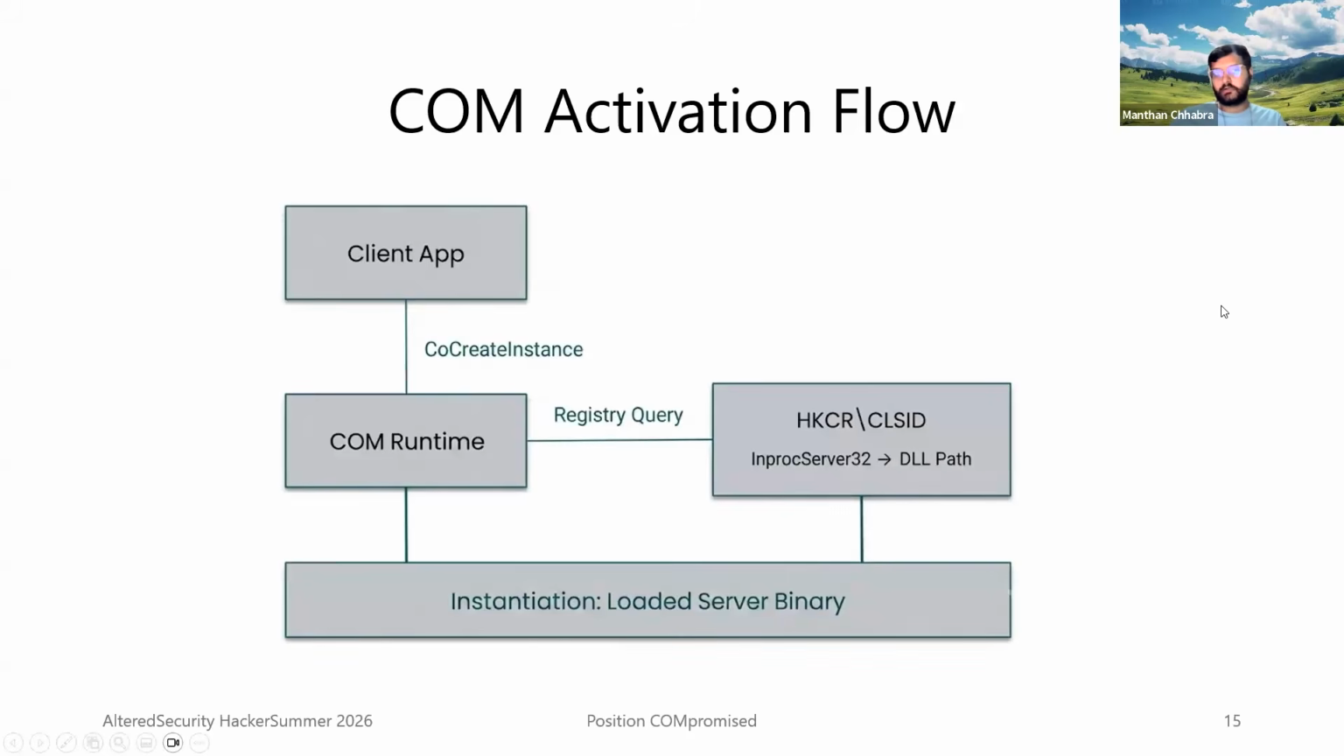And this is sort of what it looks like diagrammatically. Your client application calls co-create instance. The COM runtime triggers, it queries the registry, specifically the CLS ID within the HKCR, or the HK classes root hive. And then it identifies whether it's in proc server 32 or local server 32, whether it's a DLL or an executable. And then it simply loads the server binary into the apartment, which is just your container to execute your server.